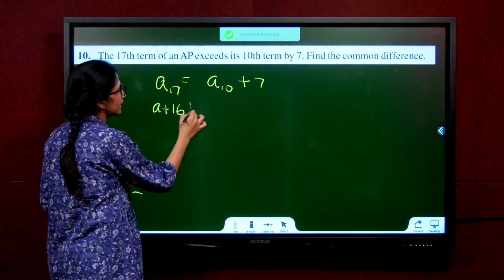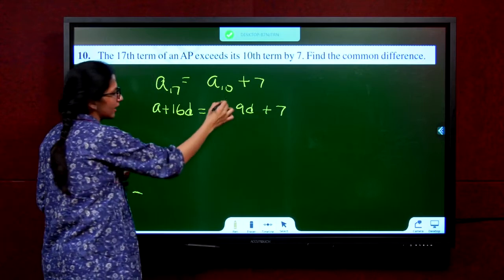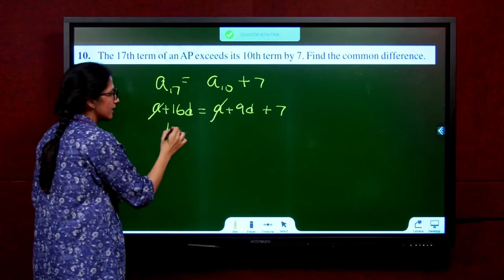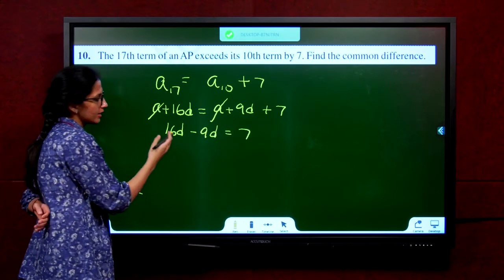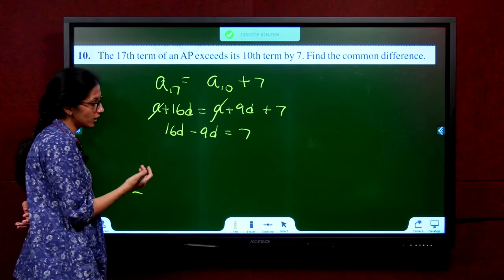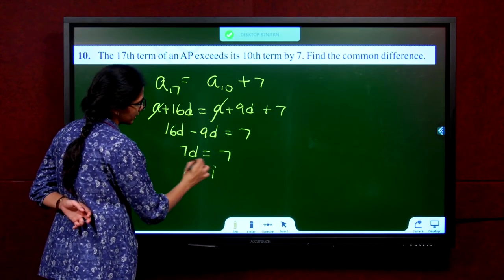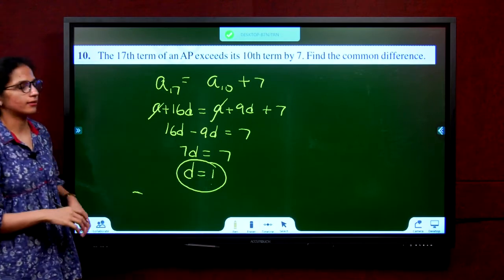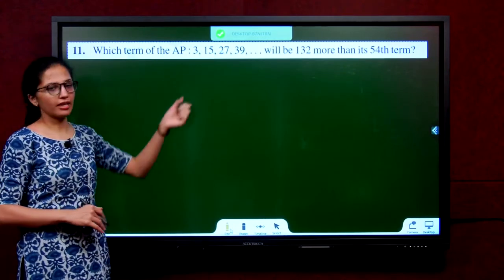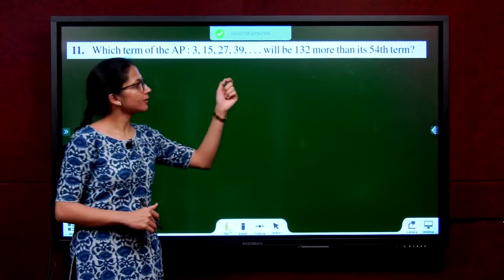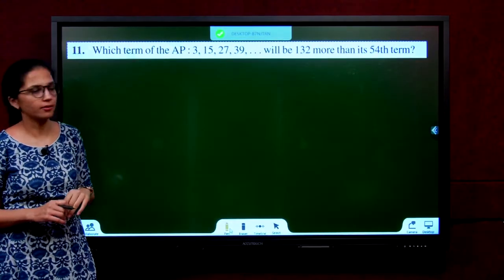A17 is A plus 16D. A10 is A plus 9D plus 7. A and A are same terms on the opposite sides. 16D, send 9D this side, minus 9D equals 7. 16D minus 9D, how much? 7D is equal to 7. D is equal to 7 by 7 or D is equal to 1. That's all.